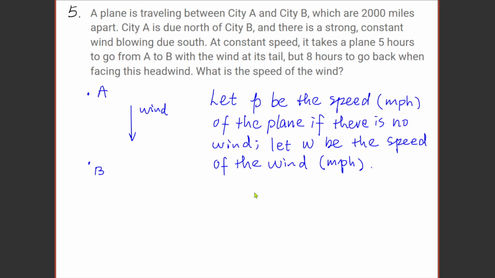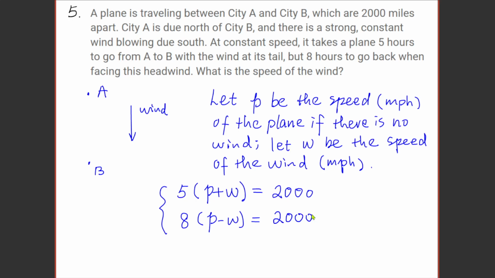So with the tailwind, the plane then flies P plus W mph, right? Since it covers 2,000 miles in 5 hours, then we have an equation like this: 5 times (P plus W), speed times time equals the distance, which is 2,000. And when the plane flies into the wind, its rate is P minus W mph, right? And it covers 2,000 miles in 8 hours. That means we have another equation, 8 times (P minus W) also equals 2,000.